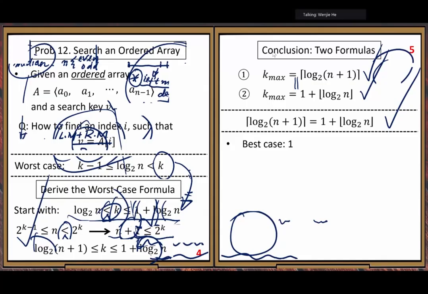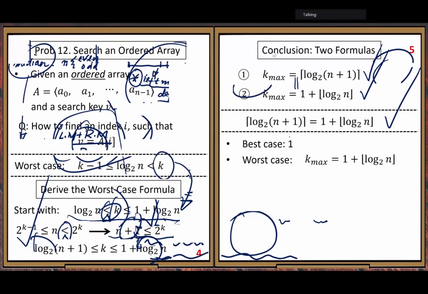The conclusion: what is the best case? One comparison. The best case is one comparison. For the worst case, there are these two formulas, and you can pick any one you like, the first one or the second one. That's the worst case formula.